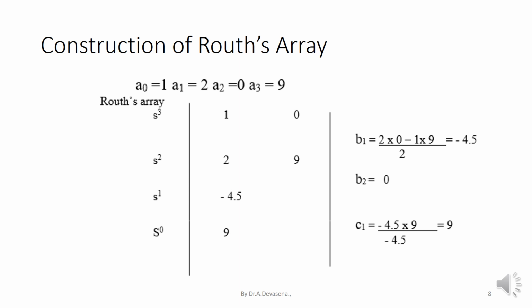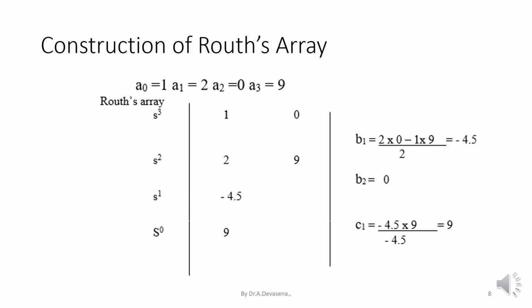This is the structure of the Routh's array. In this given problem, the maximum power is s cube. Therefore, we are going to construct the s cube row, s square row, s power 1 row, and s0 row. With the help of A0 and A2, we have constructed the s cube row, and with the help of A1 and A3, we have constructed the s square row. Now, with these two rows, we are going to construct the s power 1 row. The formula for calculating it is B1 is equal to (2 into 0 minus 1 into 9) divided by 2, that is minus 4.5, and the value of B2 is equal to 0 because there is no value in B2.